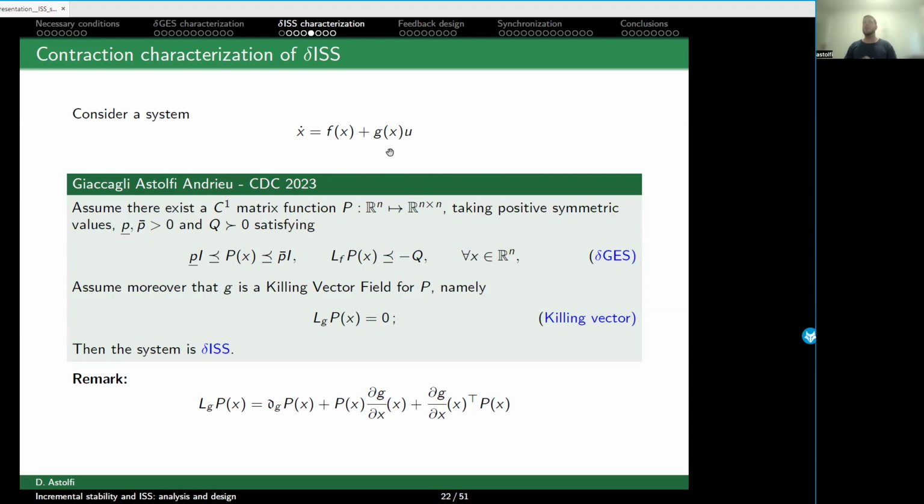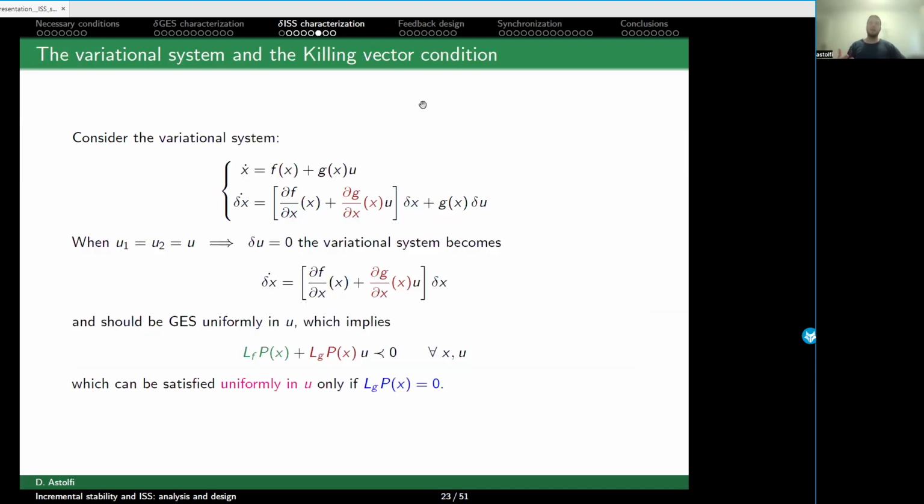Now, it's important to understand a little better what is the effect of this Killing vector field property, meaning that the input u appears through this function g(x)u, and this vector g has to be a Killing vector for our Riemannian structure P. Okay. So to understand a little better why we need this Killing vector property, let's consider the variational system.